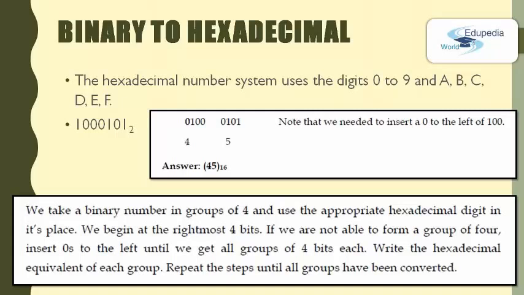You already know binary has zeros and ones, and hexadecimal has 0 to 9 and A to F. So here we are given the binary number 1000101. This is a binary number. We have to convert it into a hexadecimal number. So how to do this?